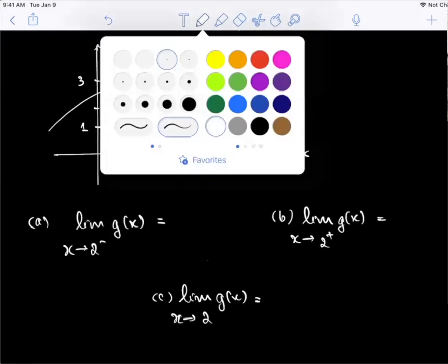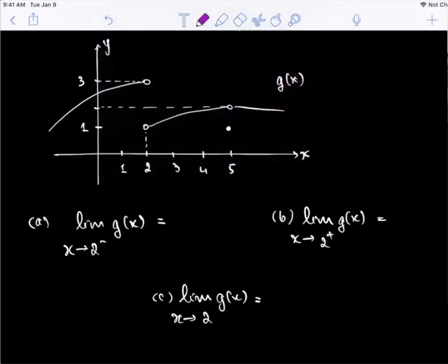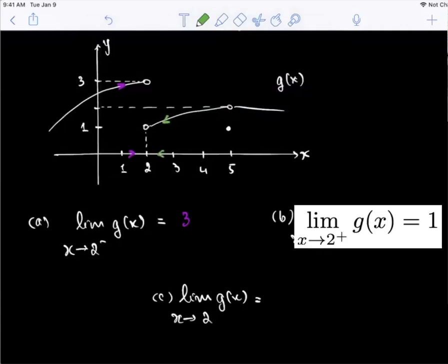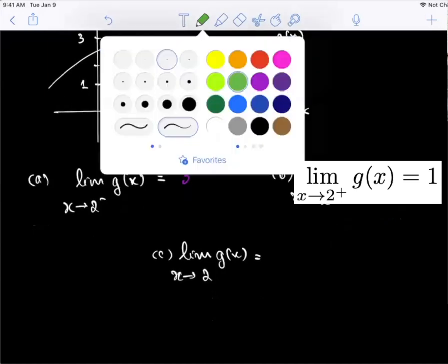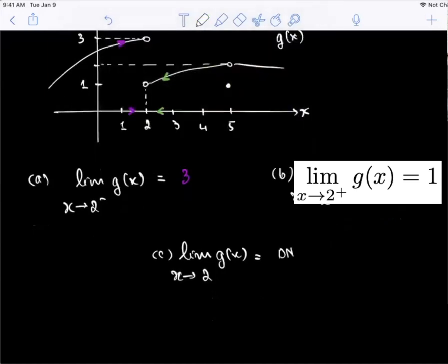Okay, so as x approaches 2 from the left, where does the function approach? Right, so the value is 3. So the function approaches 3 right there. Now, when x approaches 2 from the right, what is the value of the limit? So the left-hand limit does not equal the right-hand limit, and therefore the limit does not exist in part C. So the explanation is that the left-hand limit does not equal the right-hand limit.